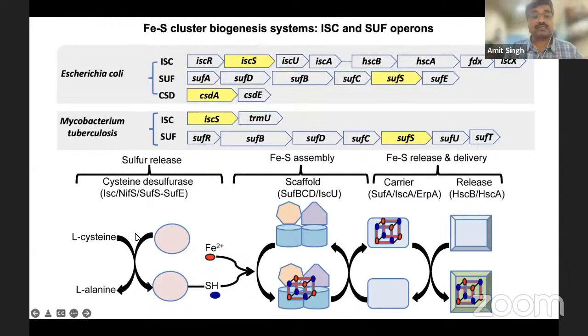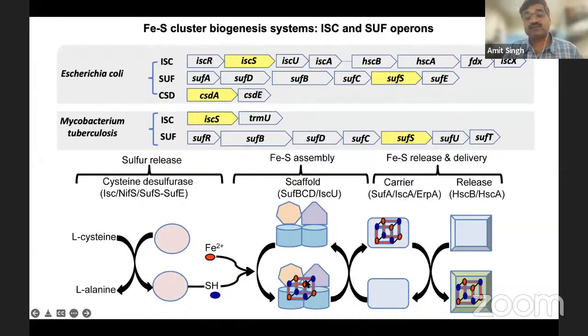For example, it will start with the release of sulfur from cysteine. And this function is actually executed by cysteine desulfurase encoded by ISCS, NIFS, or SUFS. And once sulfur is released and iron is around, you will see that iron sulfur clusters are being formed on scaffold proteins. These are the proteins which give the organism a platform to assemble iron sulfur clusters. And these are encoded by SUFBCD in case of the SUF system and ISCU in case of the ISC system.